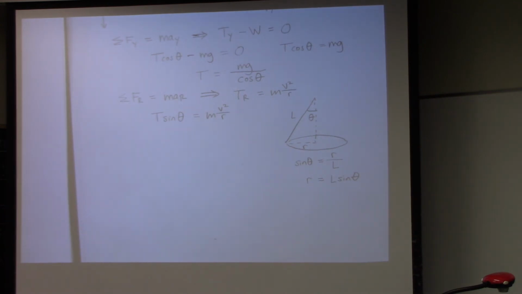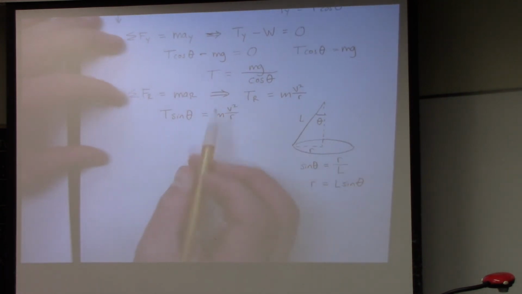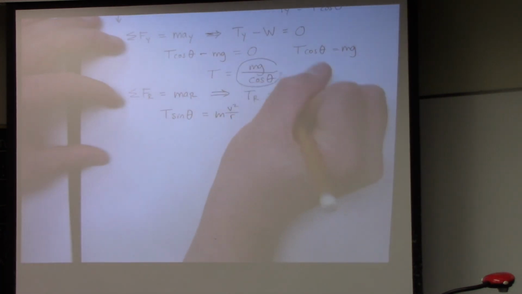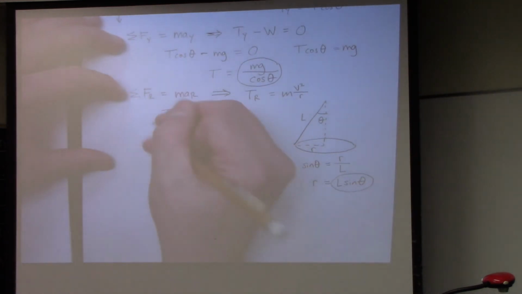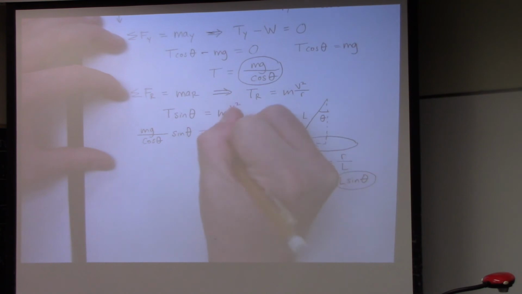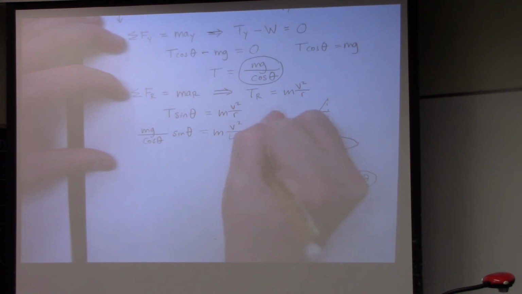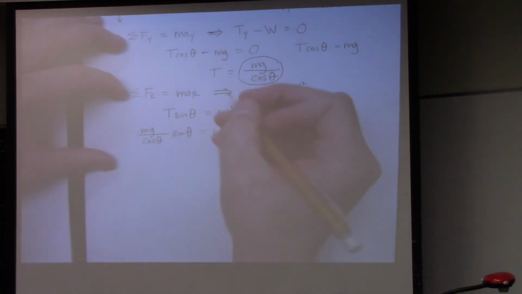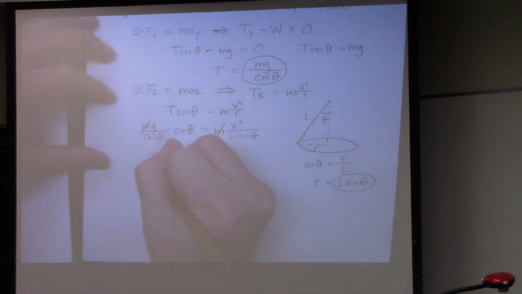Okay? So we needed to establish that. But now that we have, what we're going to do is plug in two things. Plug in this expression here that I circled for tension. Plug in this expression I circled here for the radius of the circle. So we get mg divided by cosine theta multiplied by sine theta equals m times v squared divided by r, which is L times sine theta. All right, so first thing we should think is cancel out mass, which is gone. And then let's solve for v.